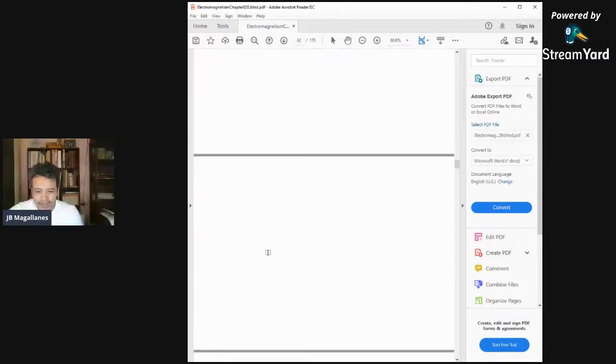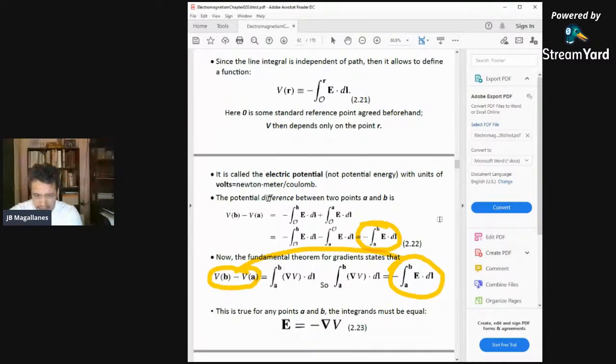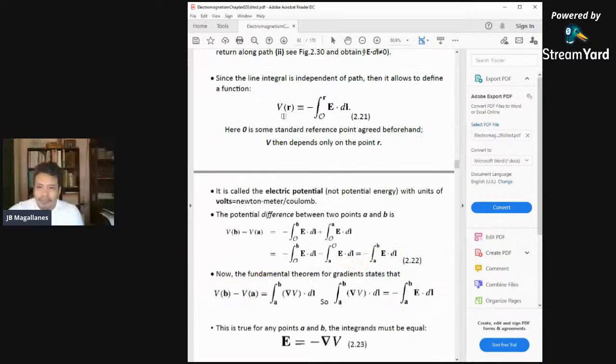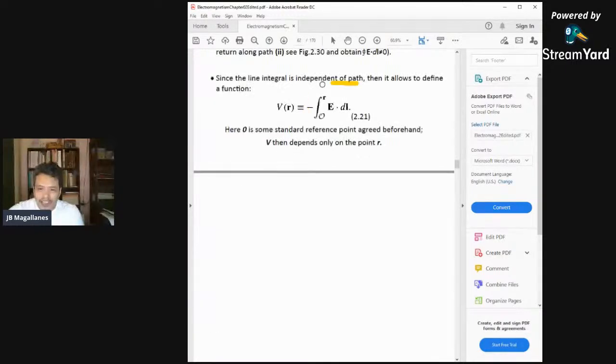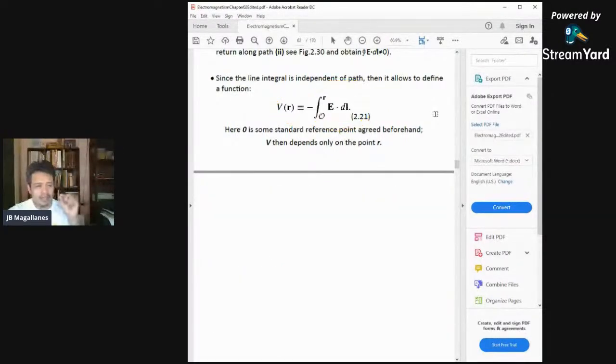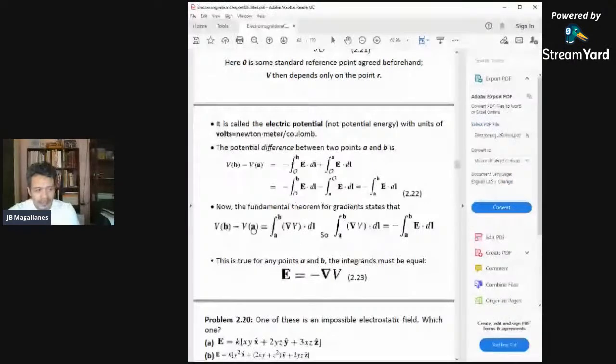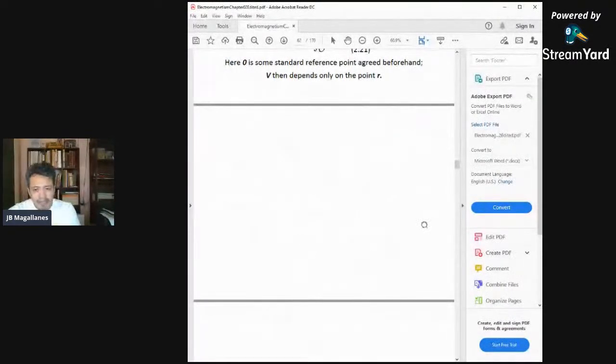So your potential difference is equal to this. Note here, the electric potential is this one. Your limit is infinity to the point A. That's the electric potential at a point R. But if you're talking about potential difference, you have two points, A and B, and so your limits here would be from A to B.